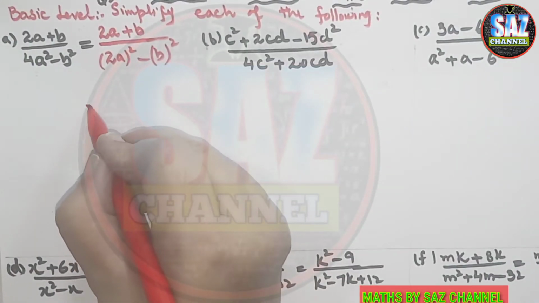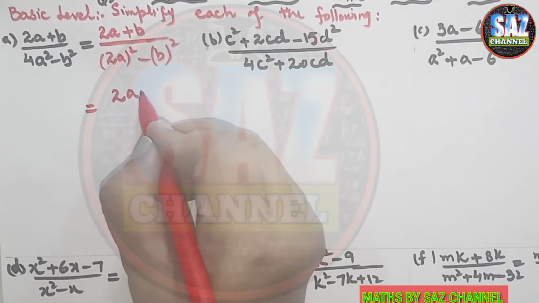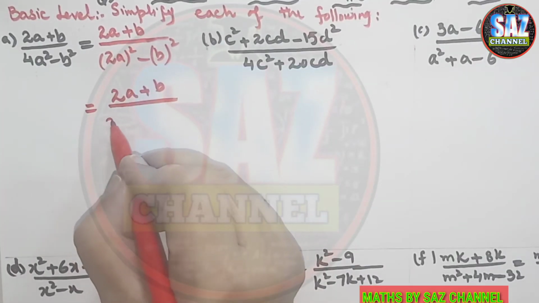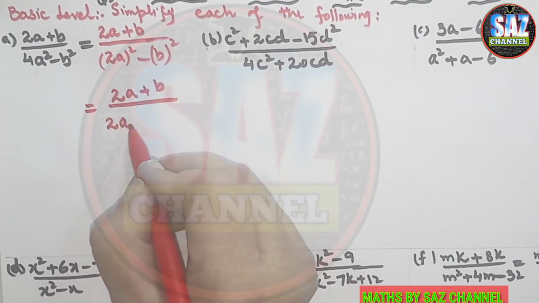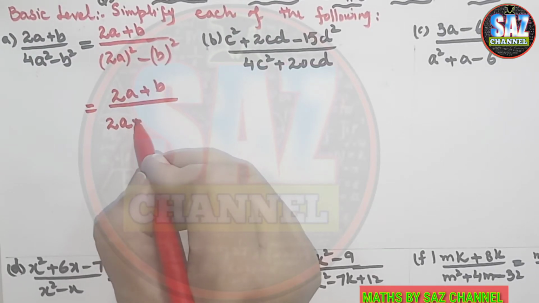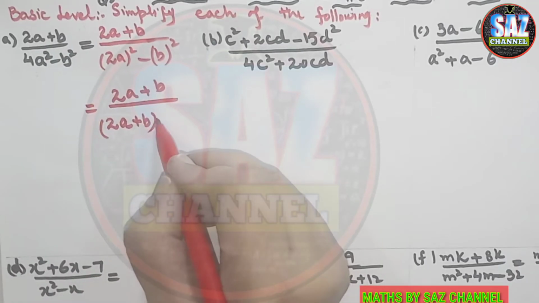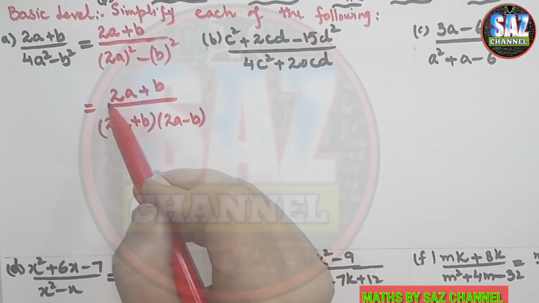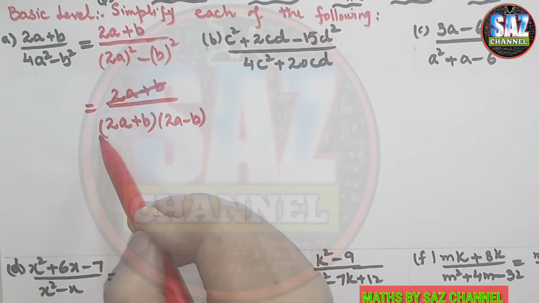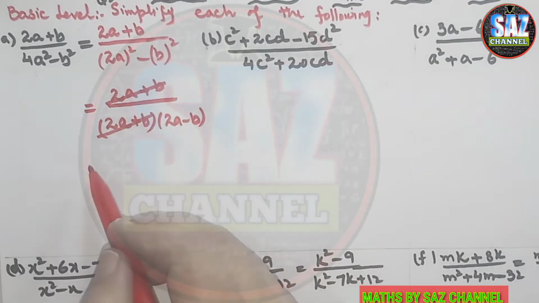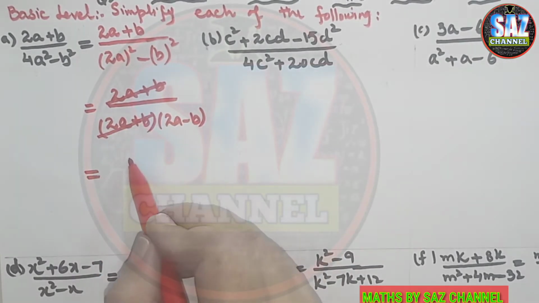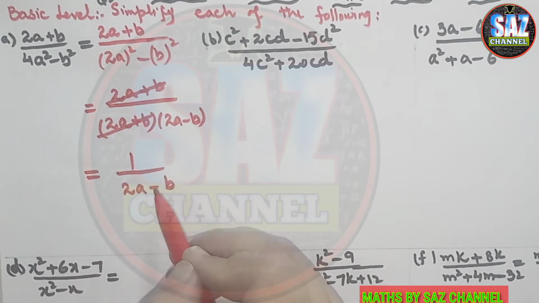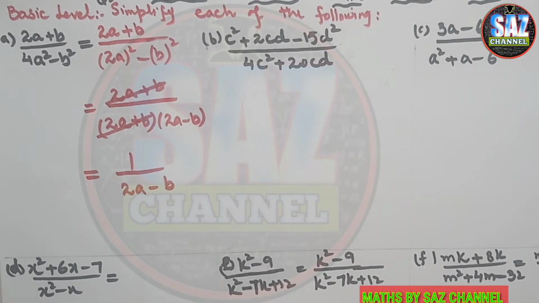Now I have to write my denominator in the form of (a + b) multiplied by (a − b), and it will take the form (2a + b) multiplied by (2a − b). Now see that this factor in the denominator and numerator is the same. We can simplify them, we can divide and cut them, and my answer will be 1 over (2a − b). I hope this question is now easy for you.